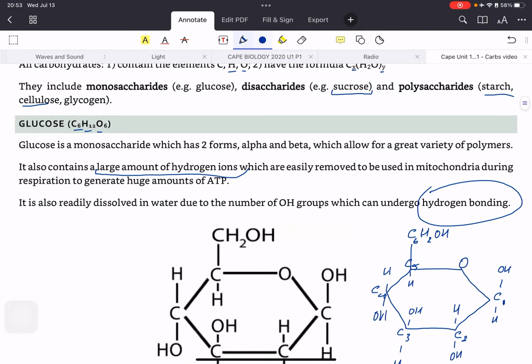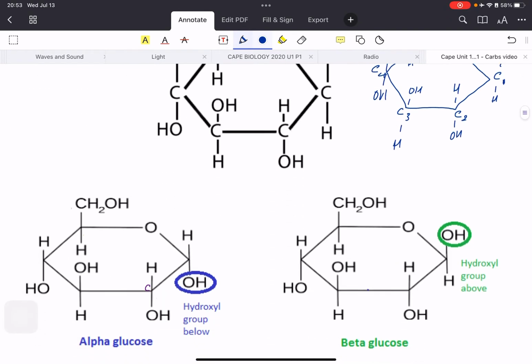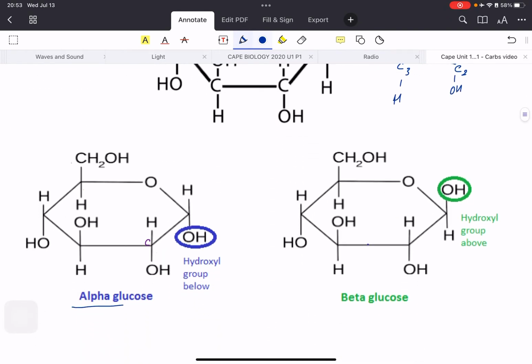Now remember, I told you that there are two forms, alpha and beta. How do they differ? Very simple. So this is an alpha glucose molecule, this is a beta glucose molecule. The only difference is the orientation of the hydrogen and the OH on the first carbon atom. Okay, so in an alpha glucose, the OH is on the bottom, while in a beta glucose, the OH is on top. That is the only difference between alpha and beta glucose.